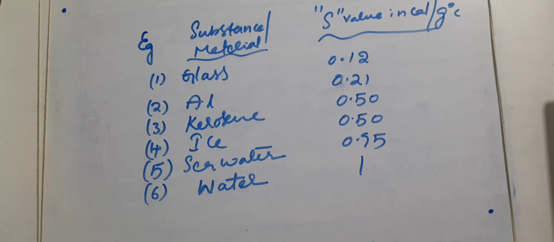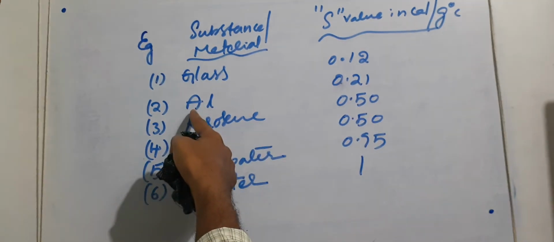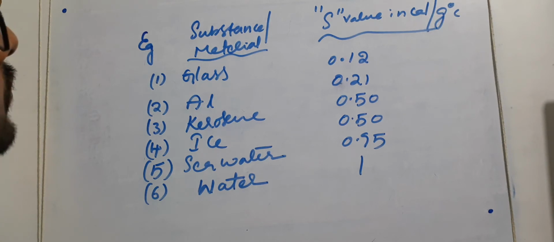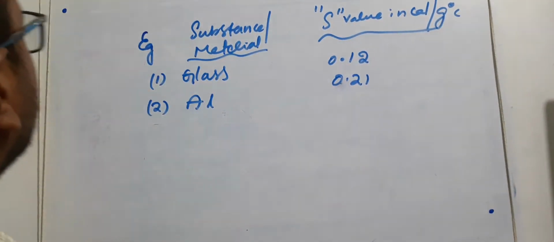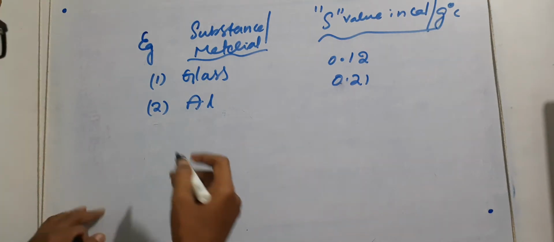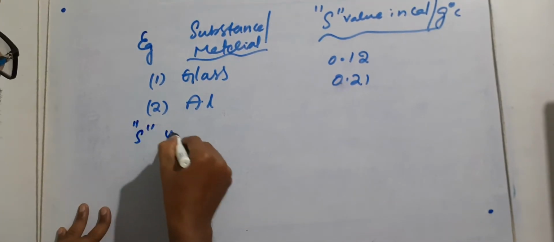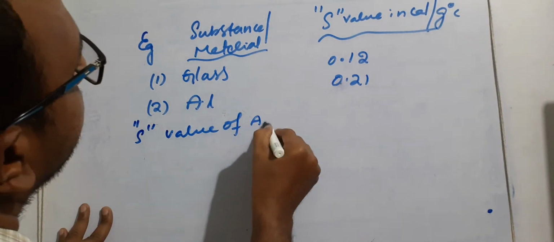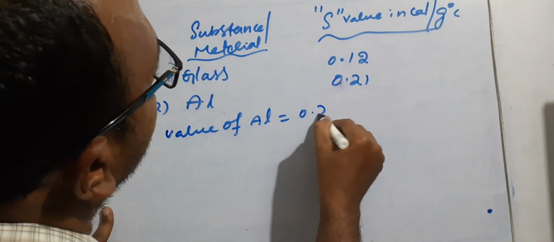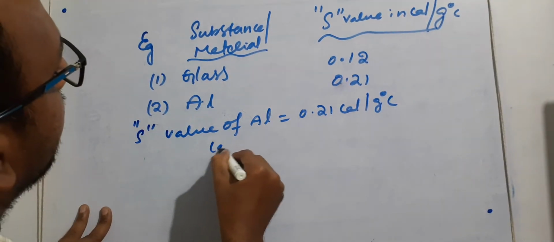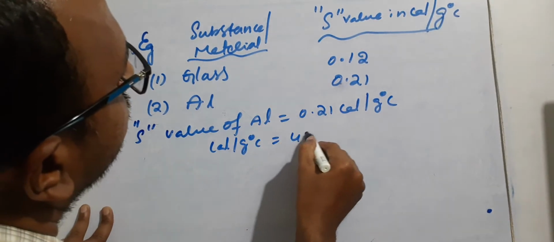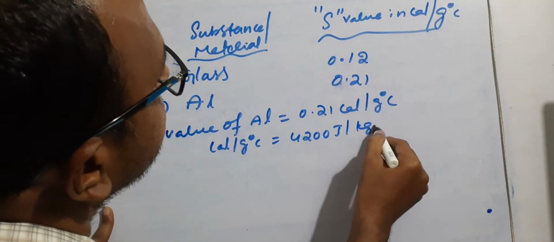So we are taking one example. The specific heat value in the CGS system, that is in calorie per gram degree Celsius, for aluminum is 0.21, and we want to convert this into joule per kg kelvin. So we know that the specific heat value of aluminum is equal to 0.21 calorie per gram degree Celsius, but we know that 1 calorie per gram degree Celsius is equal to 4200 joule per kg kelvin.